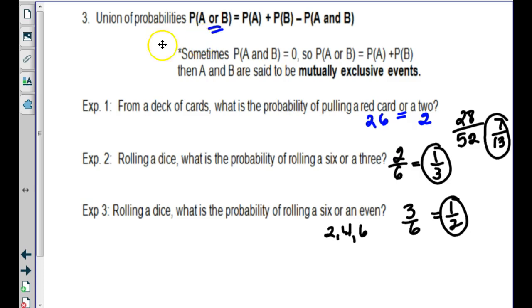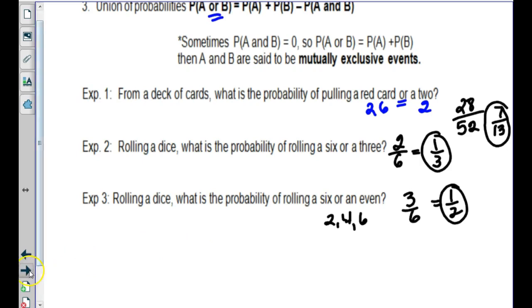Honestly, like I said yesterday, I don't ever use this formula where it's talking about union of probabilities. You can find the probability of A plus the probability of B minus the probability that A and B both happen. I don't ever do that. I just figure out how many total winners there are.